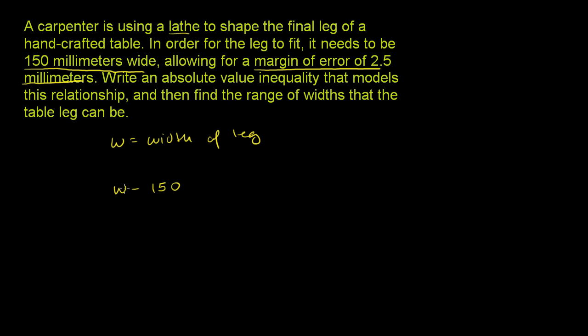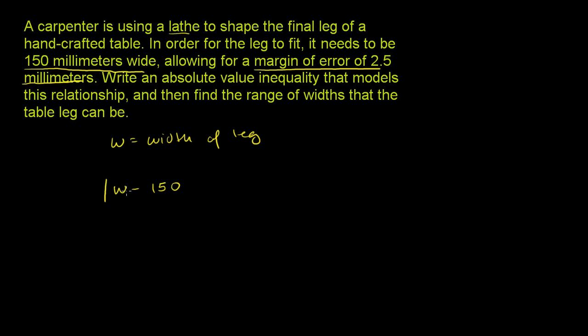If W is going to be larger than 150, let's say it's 151, then this difference is going to be 1 millimeter. We were over by 1 millimeter. If W is less than 150, it's going to be a negative number. If, say, W is 149, 149 minus 150, it's going to be negative 1. But we just care about the absolute margin. We don't care if we're above or below. The margin of error says we can be 2.5 above or below.